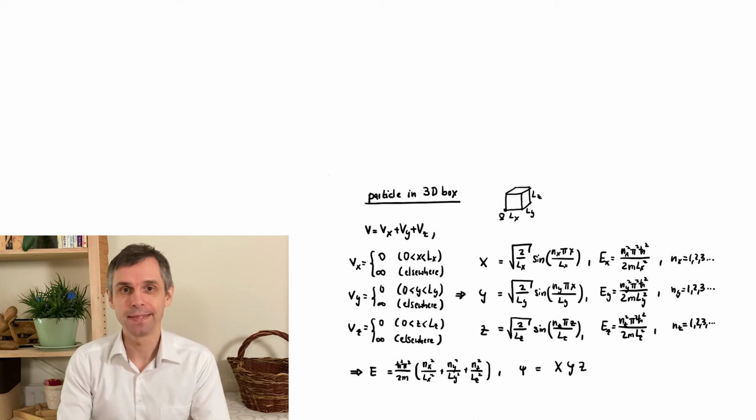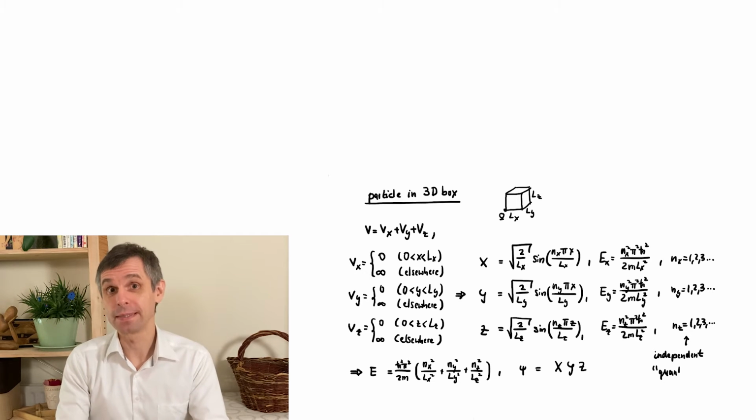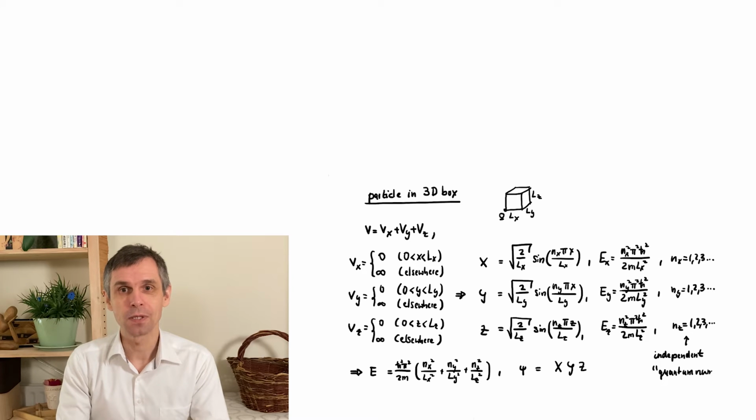Importantly, we can combine these solutions freely. The three indices nx, ny, and nz are all independent of each other. In this context, we call these indices quantum numbers, and that's because we can use them to label all states. For convenience, we collect them into a vector, as shown, and then simply attach the indices to the appropriate wave function.